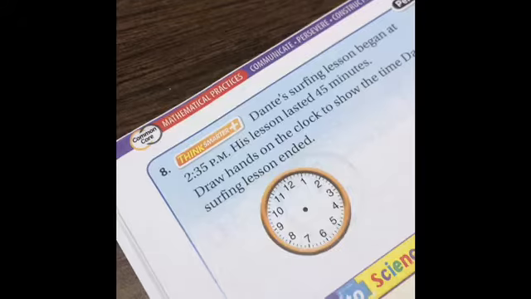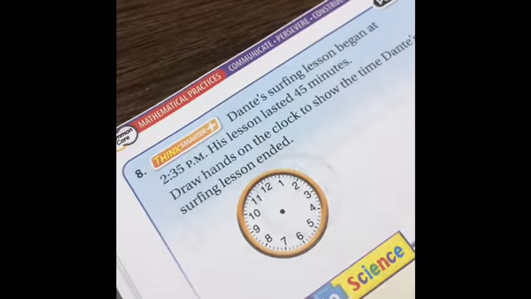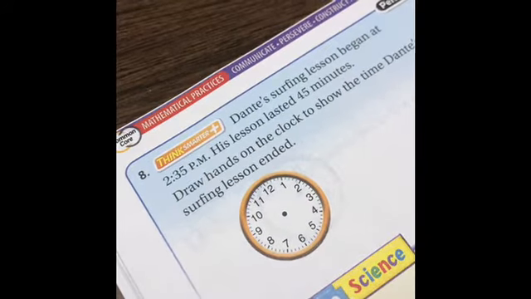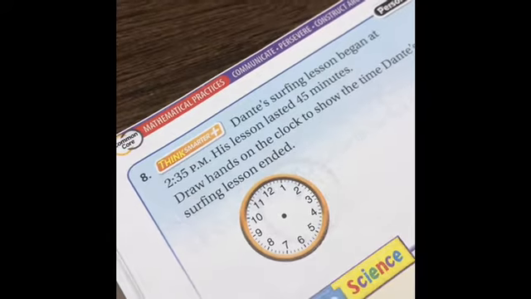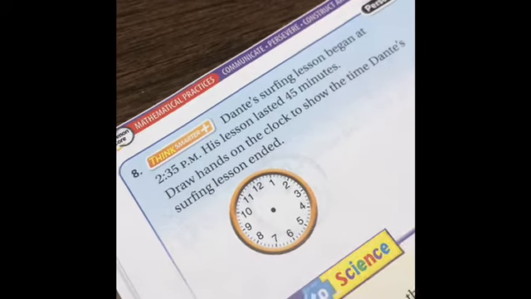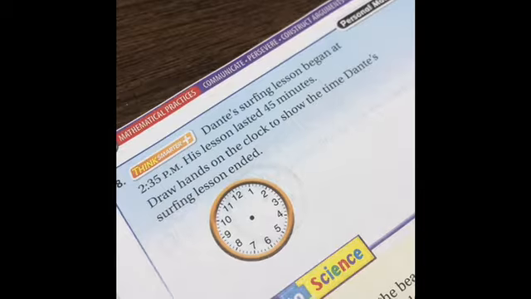That is the time that Nora started cleaning. Number 8 says Dante's surfing lesson began at 2:35. His lesson lasted 45 minutes. Draw hands on the clock to show the time Dante's surfing lesson ended.